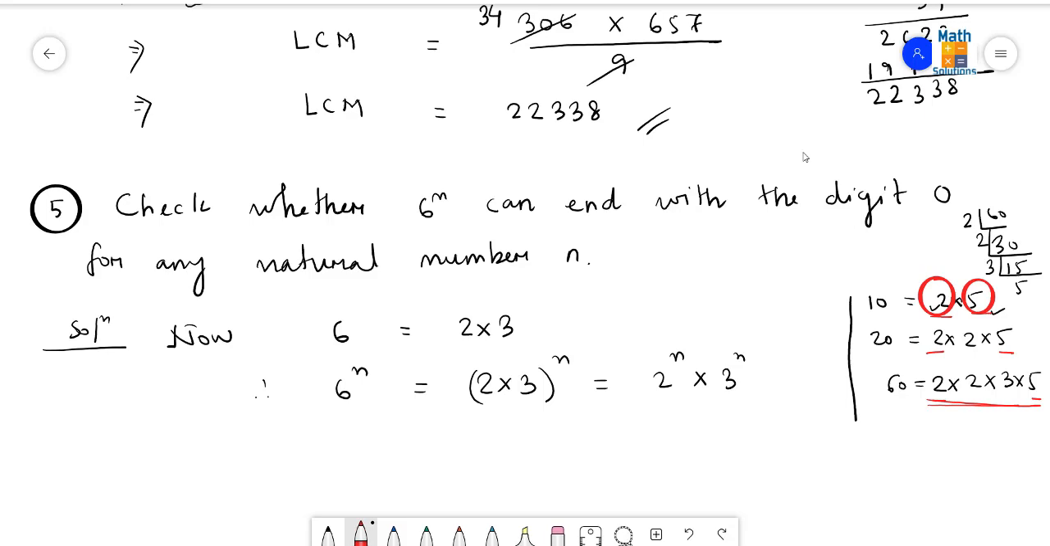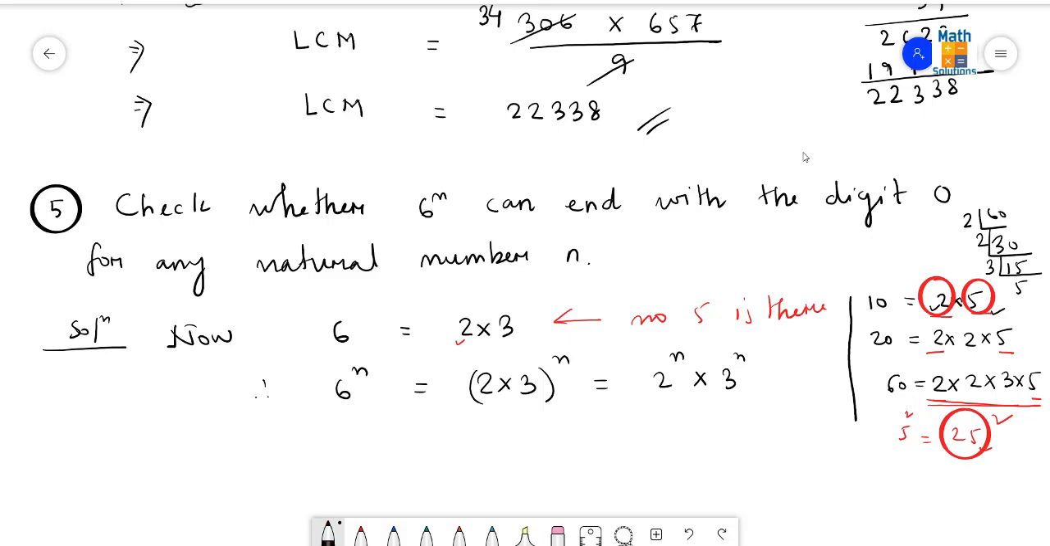Now in this case, while doing factorization of 6, I got only 2 and not 5. In this case no 5 is there. Yes or no? So therefore, if there is no 5, it is very clear that this number is not going to end with the digit 0. If 6 does not end with the digit 0, how can 6 to the power n end with the digit 0? Yes or no? Suppose 5 is a number. Suppose 5 square. 5 square is 25. If 25 is not ending with the digit 0, how can 25 square end with the digit 0? No possibility. So that's the thing we have to keep in mind.